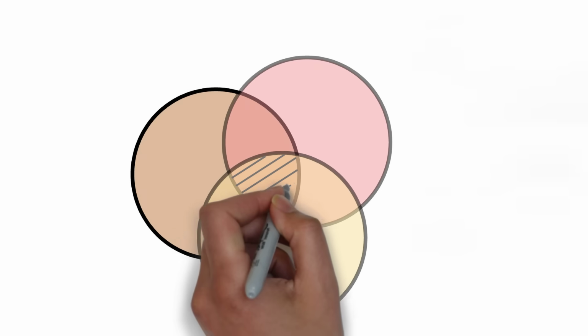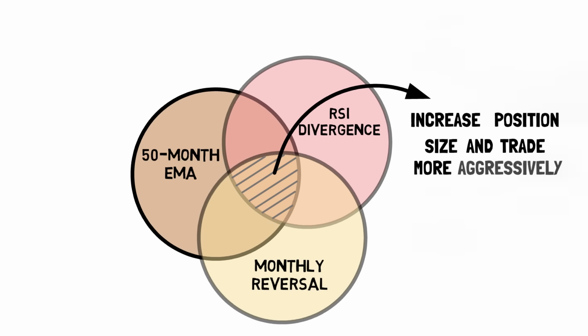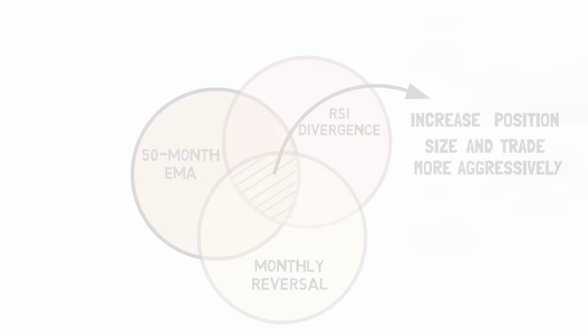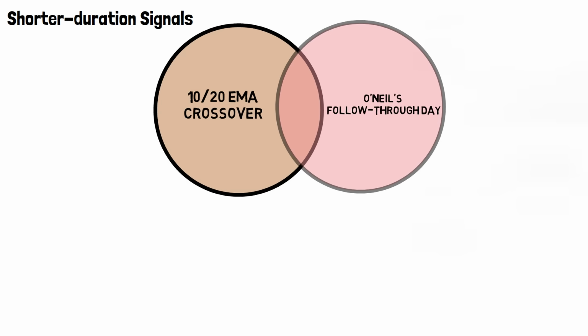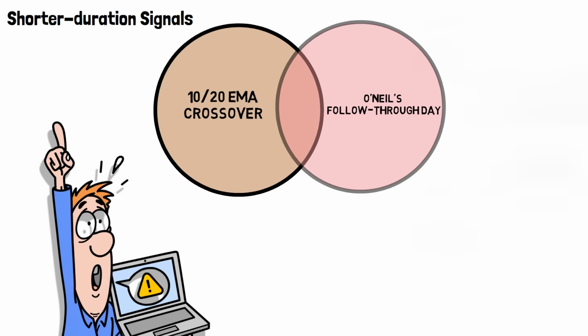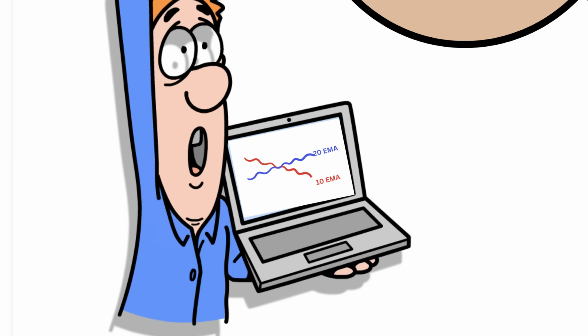The key to successfully implementing these tools lies in seeking confluence among multiple factors. In deep corrections, when 3 of these parameters align during the bottoming process, you can increase position sizes and trade more aggressively. However, in markets like the current environment, focus on shorter duration signals, the 10 to 20 EMA crossover or O'Neill's follow-through day. Remain extremely alert and quick to respond if conditions change. Should you observe negative crossovers or recent lows breaking, it's time to return to cash and trade cautiously.